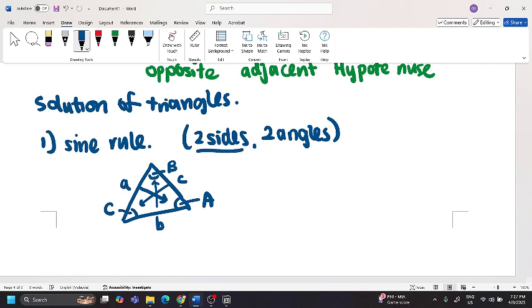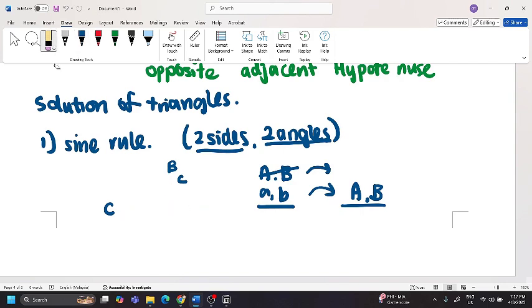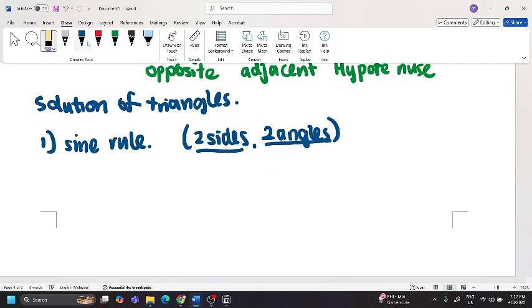For two sides and two angles, if you have length A and length B, you should have angle A and angle B. You can only apply when you have the respective sides and angles. You can only use sine rule when you have the respective side and angles. Let me show you an example of how you use the sine rule.